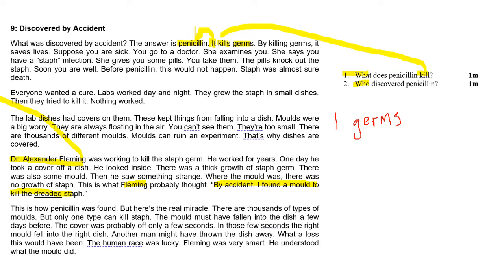Staph is a type of germ. Staph is a germ. Penicillin kills the germ. So the mold must be penicillin. And the person that discovered penicillin is Dr. Alexander Fleming. So you should have copied this name down here. Dr. Alexander Fleming for question 2.